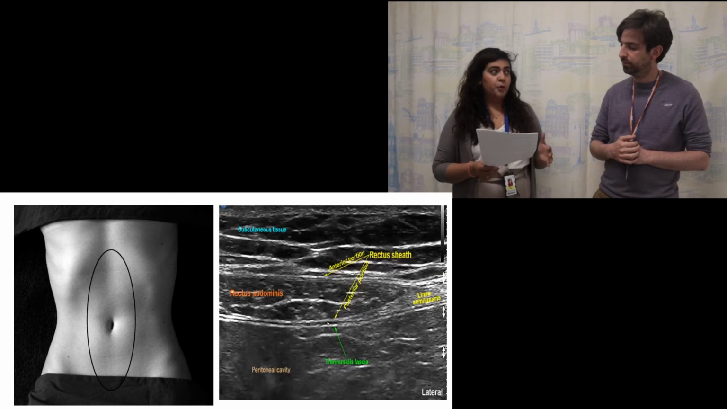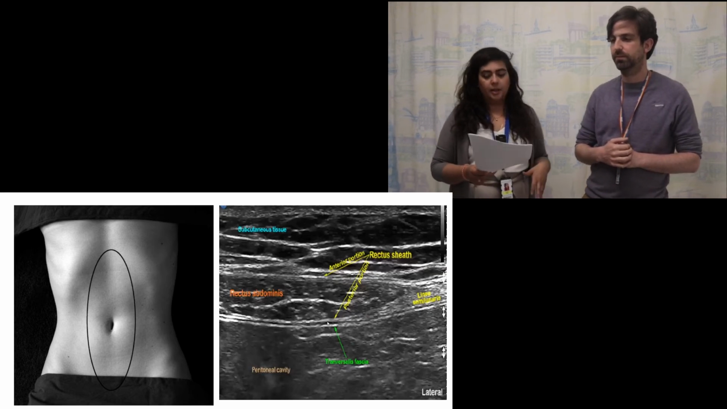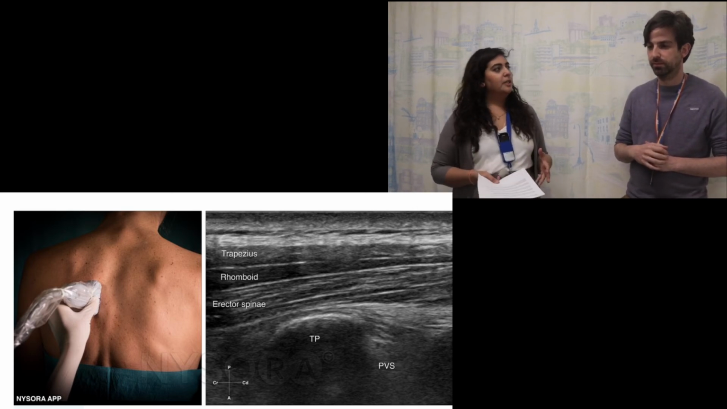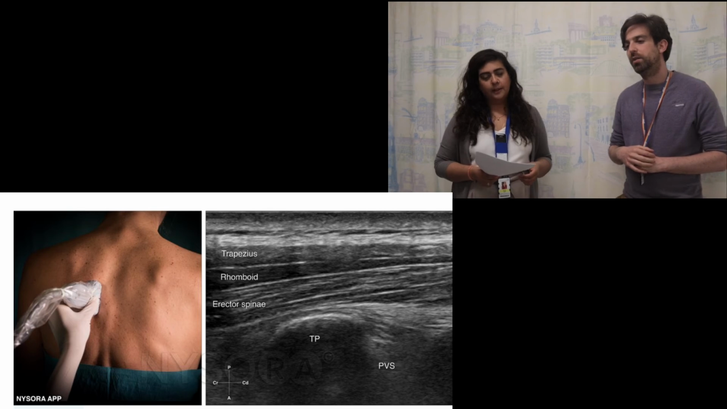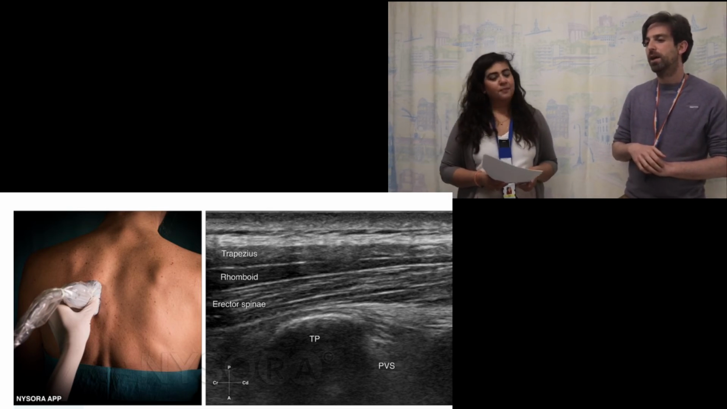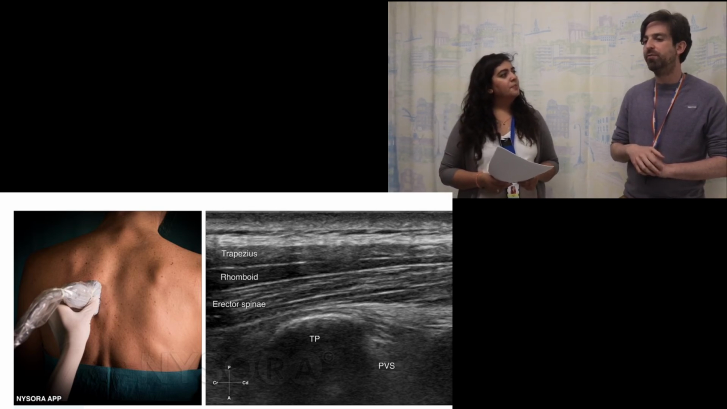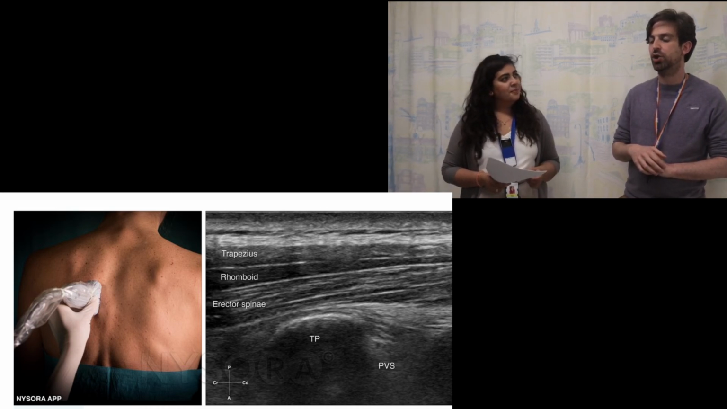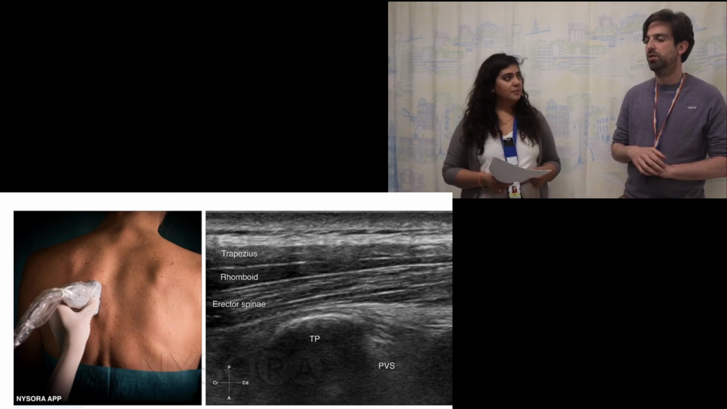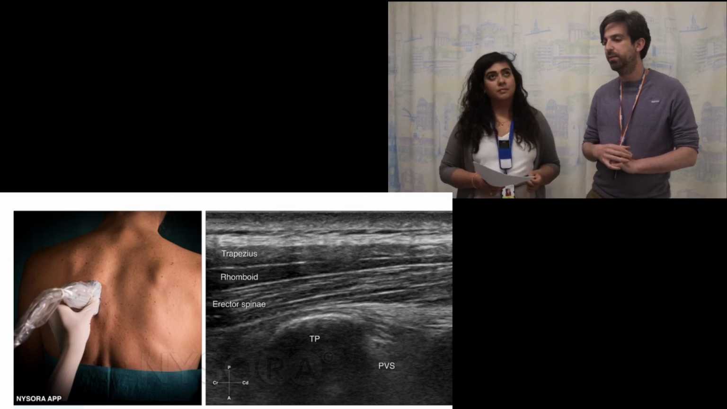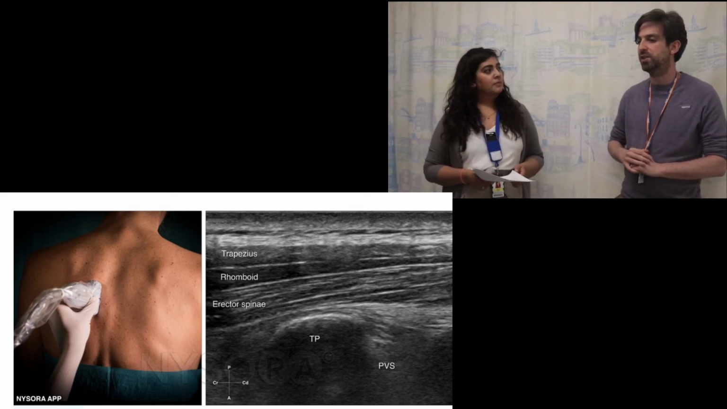Perfect. So moving on to the back, one of the most popular blocks is the ESP, the erector spinae block. Why do you think it's gained such popularity? Very interesting question. For the last 10 years, people have been trying to find a trunk block that utilizes paravertebral spread, but is technically easier than a paravertebral block. And I think probably the erector spinae is the best of the lot.